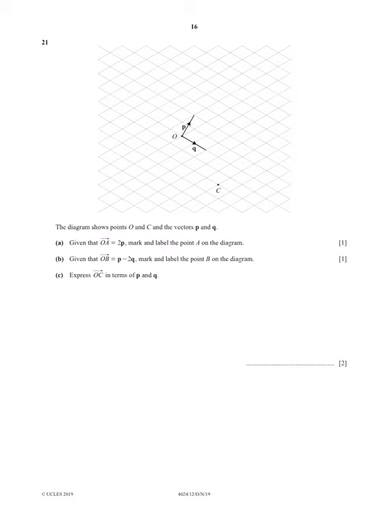Number 21, it says that the diagram shows points O and C and the vectors P and Q. Given that OA is 2P, mark and label the point on the diagram. So if it's 2 blocks, it's P. If it's 2P, that means now you need to multiply it by 2. So according to the given condition, that point here is your point A, that is 2 times P.